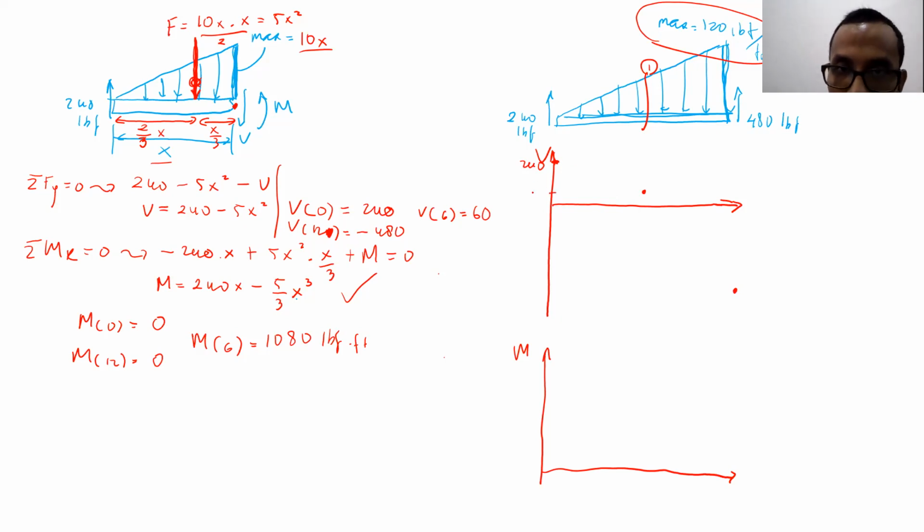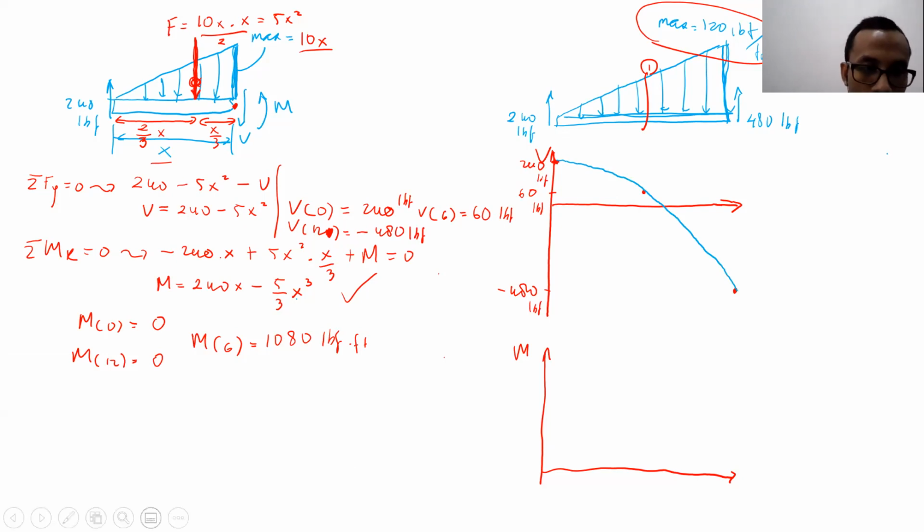So this one is 60. This one is supposed to be minus 480. Everything is in lbf. So this is your graph. You can see, right? Quadratic equation there. Yes. Okay.